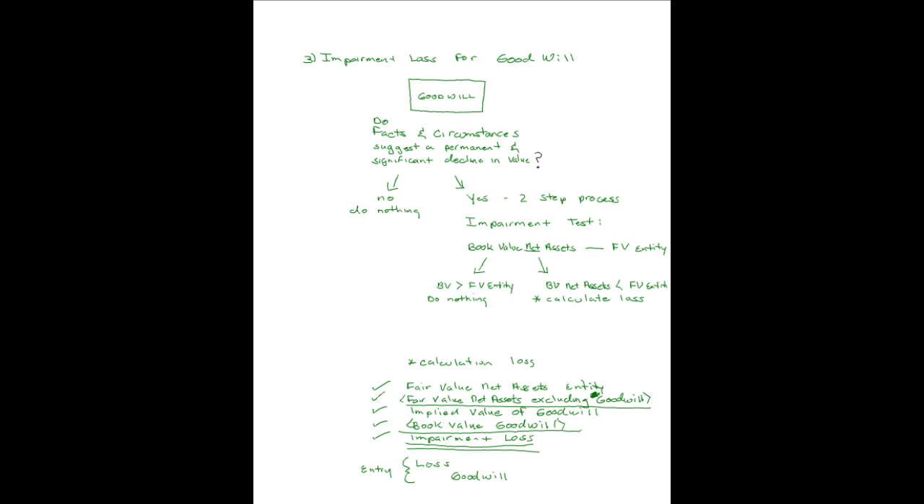Hopefully the comparison of these three methods has helped you get a handle on how to do impairment accounting for all three types of assets. I do struggle with that word, don't I?